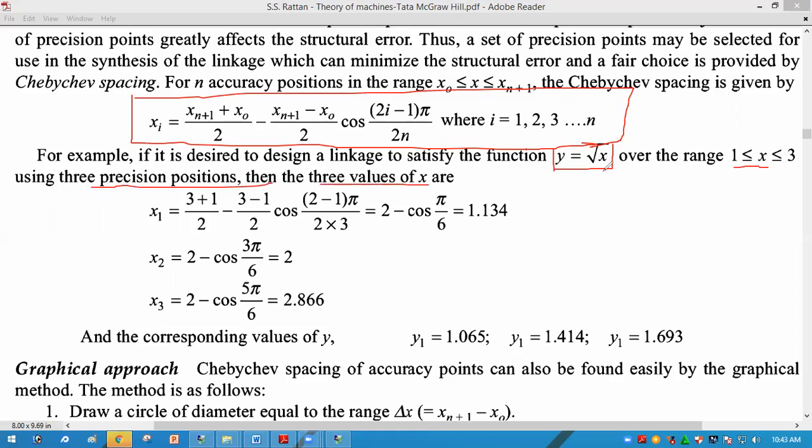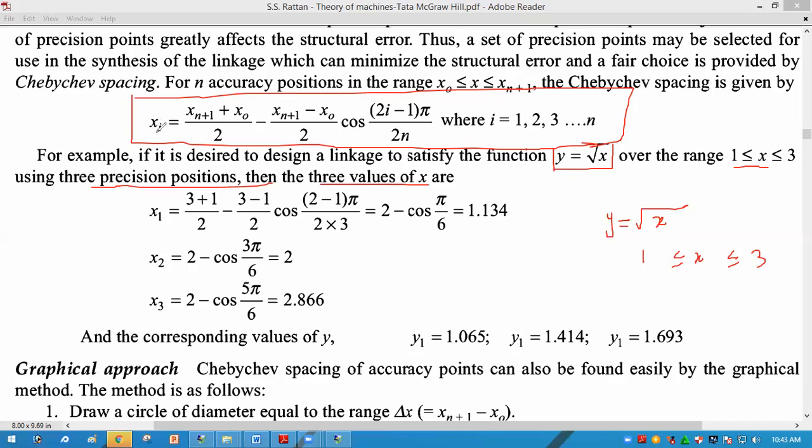Here they have given the function, output y equal to square root of x, and the range, 1 less than or equal to x less than or equal to 3, which means here we have three precision positions. So we have to find the three values of x between 1 and 3, that means three precision positions. We have to find the exact values of x.